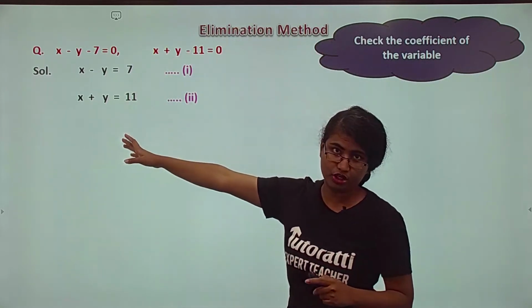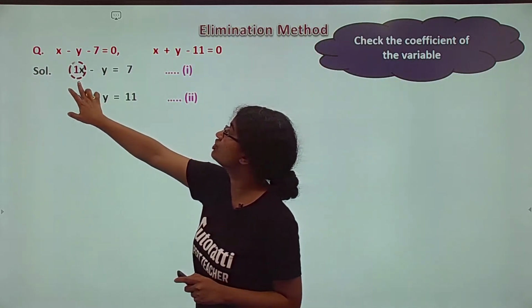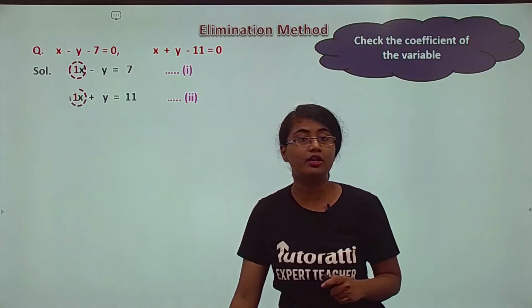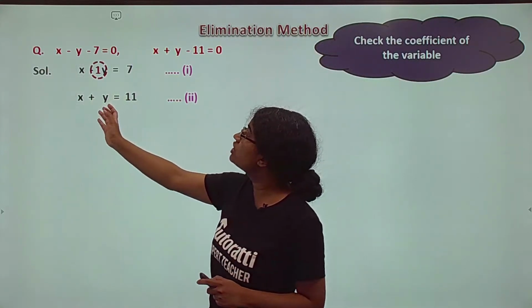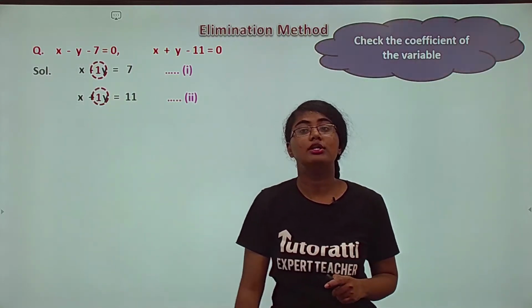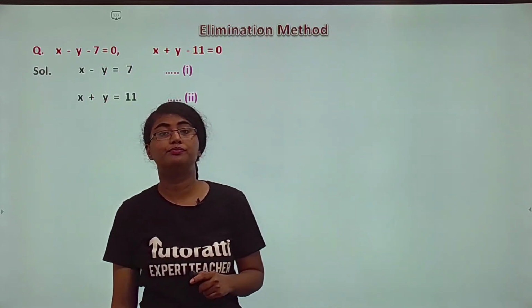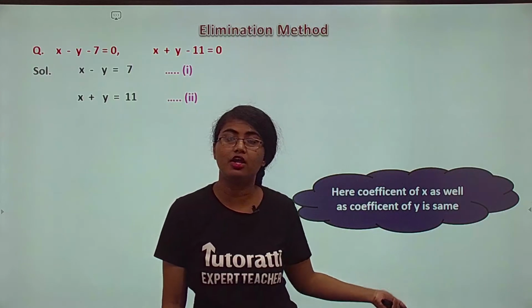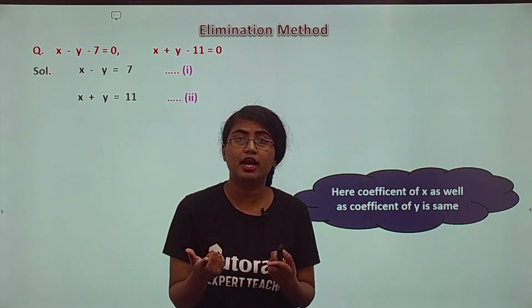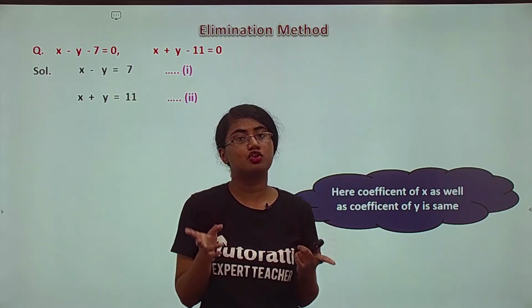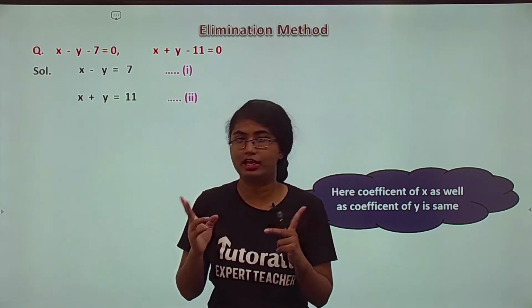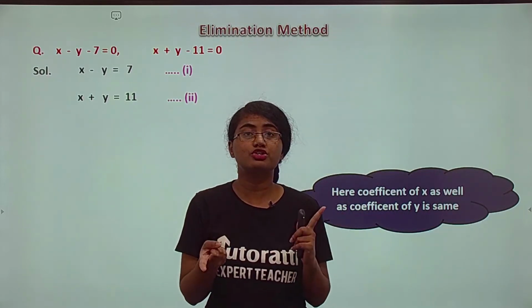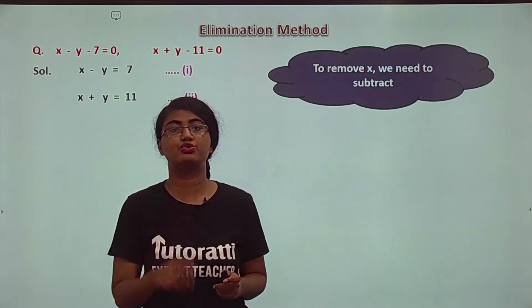Let's go back to the equations. Now check the coefficients. The coefficient of x is 1 and 1. Of y is also 1 and 1. Now we conclude here that the coefficients of x as well as y are the same. Then what will we eliminate? The coefficients of both are the same, meaning both x and y can be eliminated. Which is to be chosen now? Let's see how do we choose them.